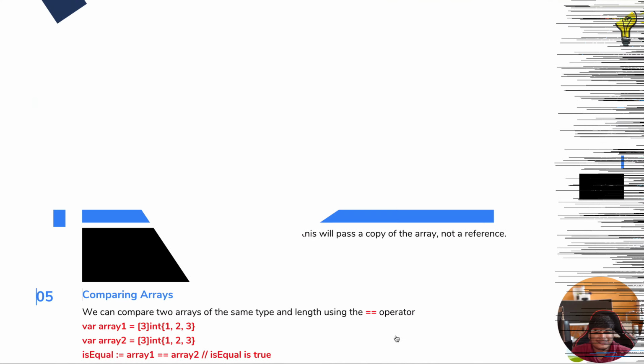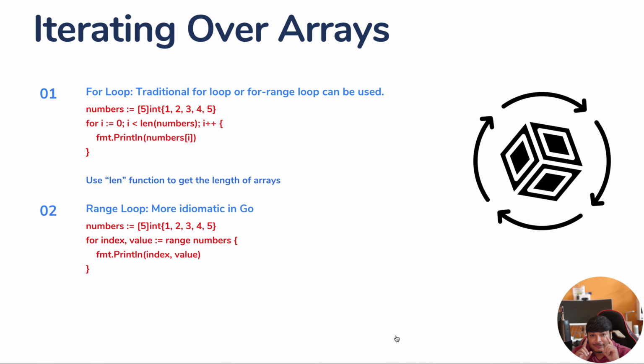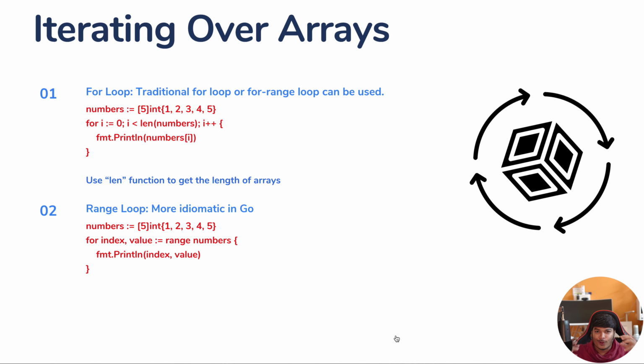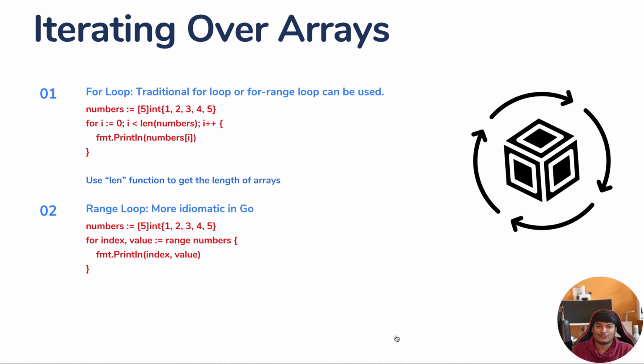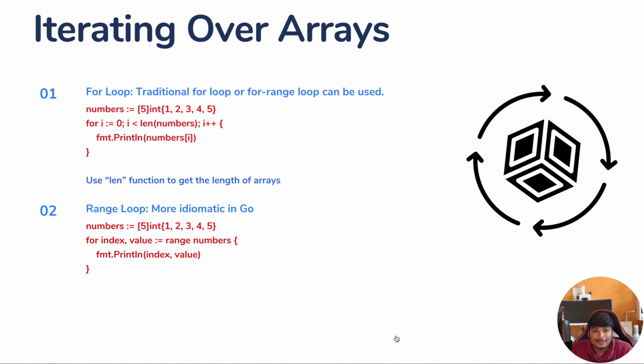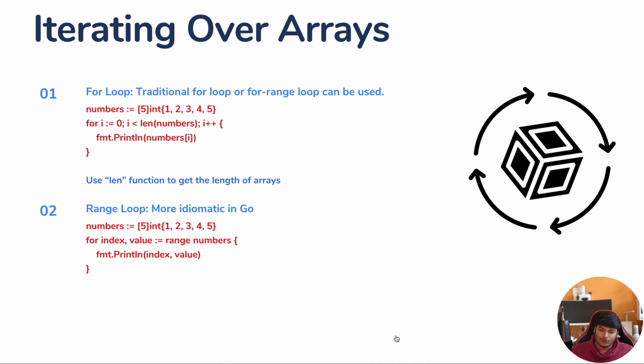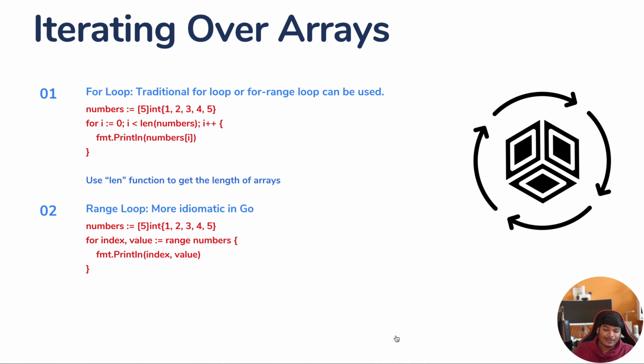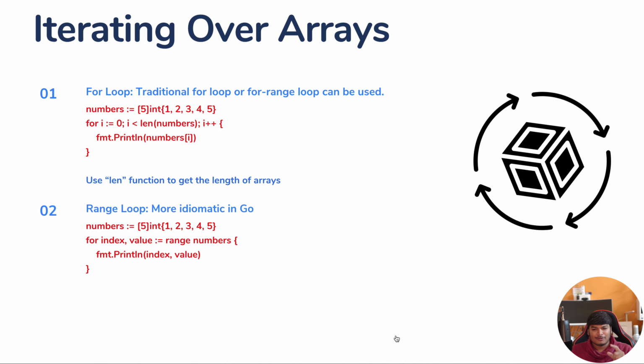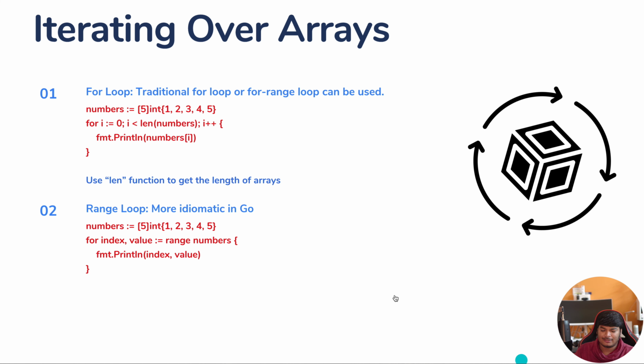Let me show you. Let's learn how to iterate over arrays, and this is very important, okay? Because we'll be using a lot of this array iteration or similar. To iterate over array, there is two ways. First, using the traditional loop, using the for loop, and then the second way using the range loop. So first, let me show you how it's done using the for loop.